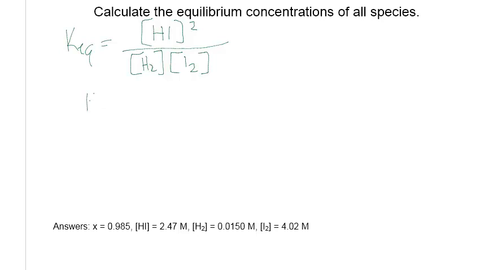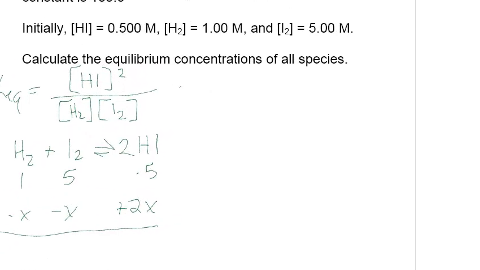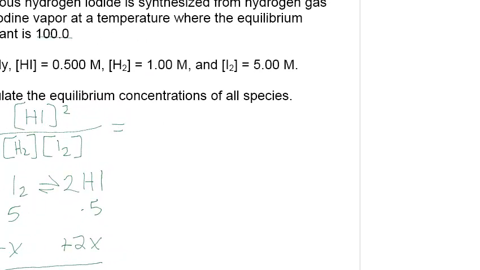And in your ice chart, you would have your equation H2 plus I2 in equilibrium with two HIs. And initially, you started with 0.5 of your HI, with 1 of your H2, and 5 of your I2. And so our change here will be minus x, and plus 2x. And for our equilibrium rows, we will come back and fill that in momentarily. So it'll be blank for now, but we know that it will be the sum of the I and the C rows. So our KEQ, we were told that the equilibrium constant was 100, and that equals products over reactants.